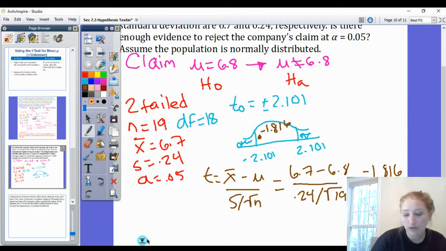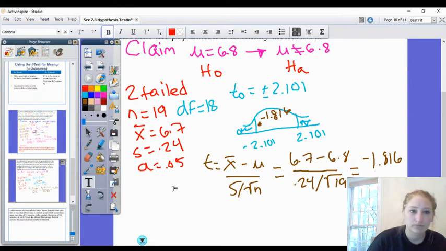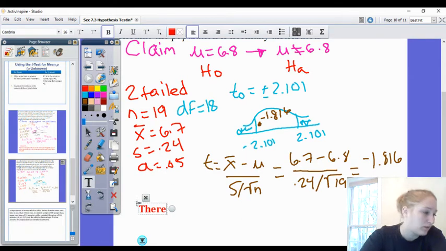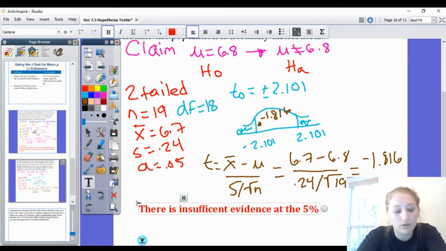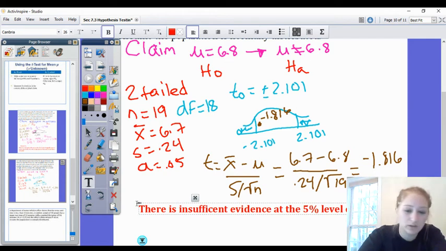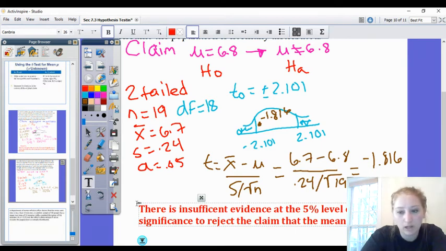Okay, so let's write our summarizing sentence. There is insufficient evidence at the 5% level of significance to reject the claim that the mean pH is 6.8.